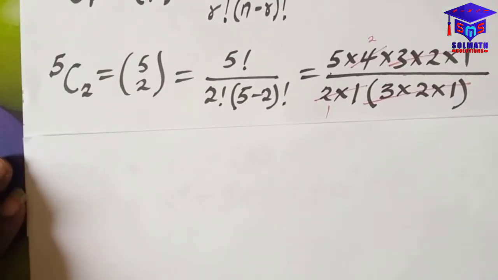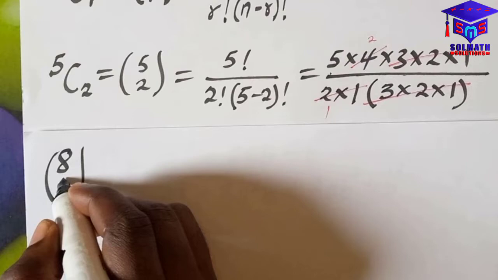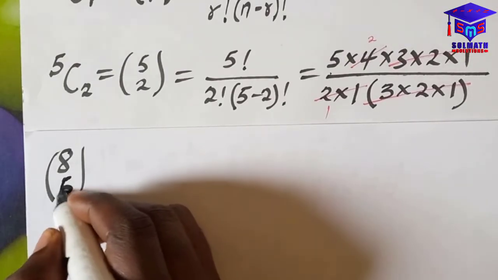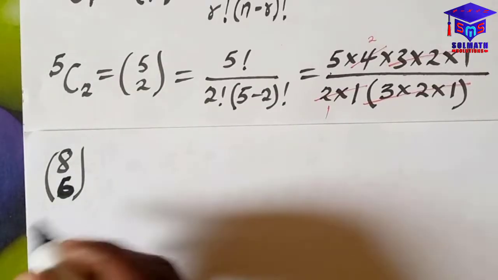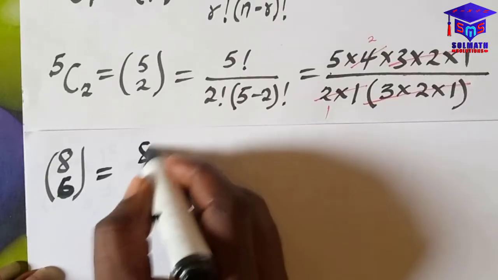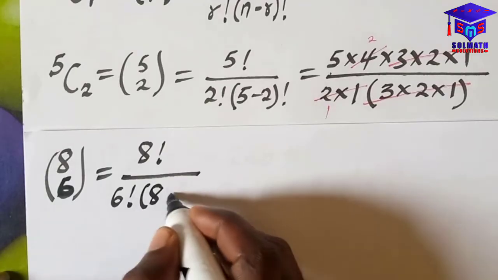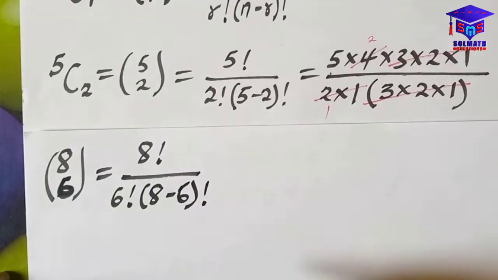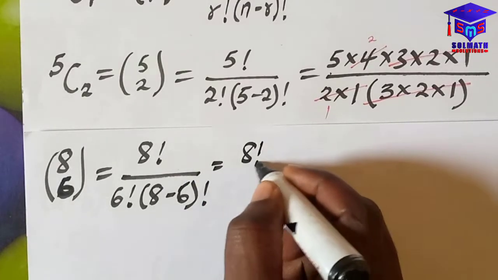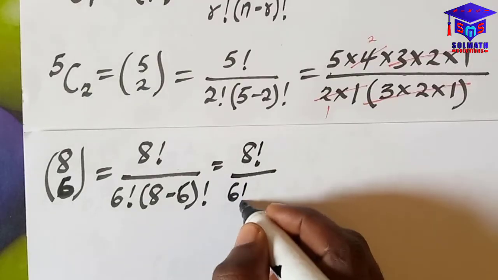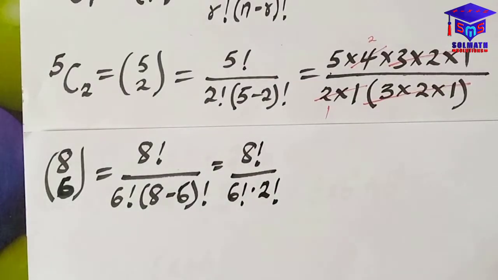If I should give you another one, let's say 8 combination 6. So this will be equal to 8 factorial over 6 factorial times 8 minus 6 factorial. Is that right? Good. You can rewrite this as 8 factorial over 6 factorial times 8 minus 6, which is 2 factorial. You see that?